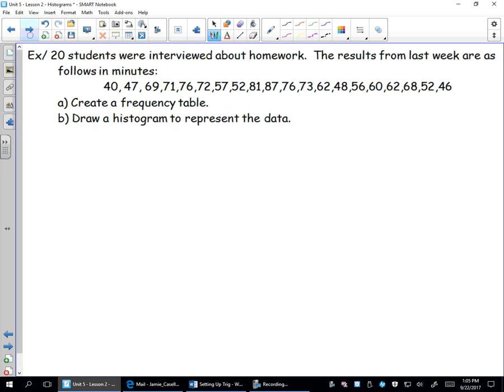Okay, so let's take a look at one of these things. We have 20 students who are interviewed about homework. The results from last week were as follows, as their time in minutes. So let's make ourselves a frequency table. Our frequency table has to include all of this data. So we need to pick some intervals. And then we're going to figure out the frequency of each of those.